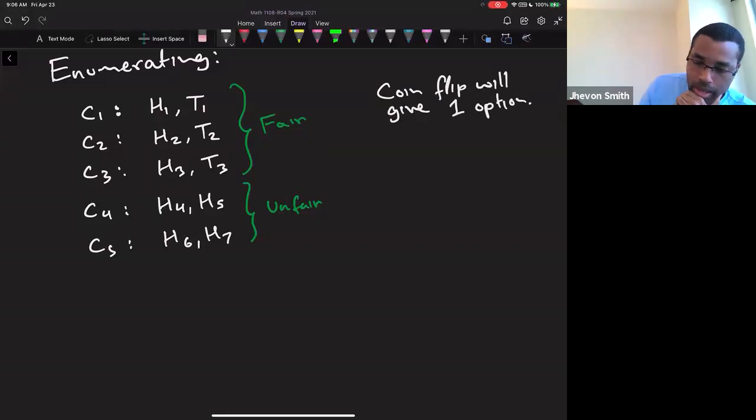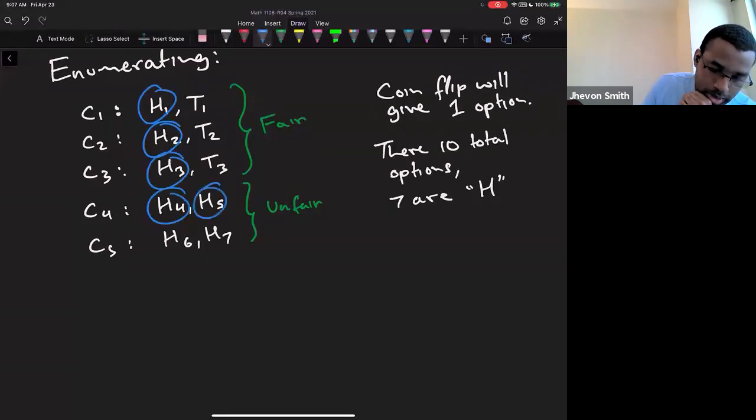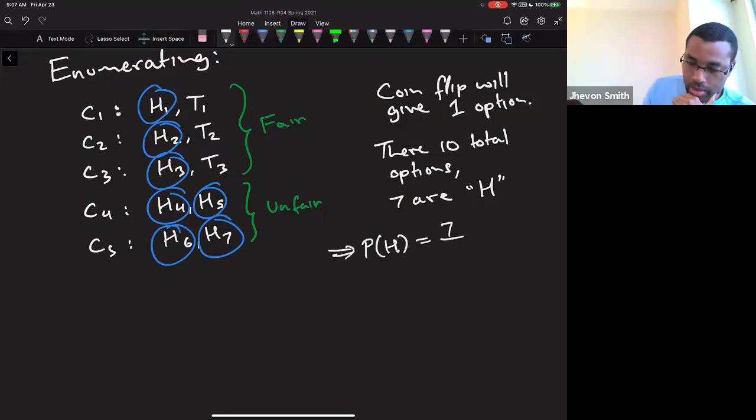Right? Now, there are 10 total options. And 7 are H, right? So you can pretty much count 1, 2, 3, 4, 5, 6, 7. And so the probability of getting heads is 7 out of 10. Yeah, so you can use the basic probability. So that would work.